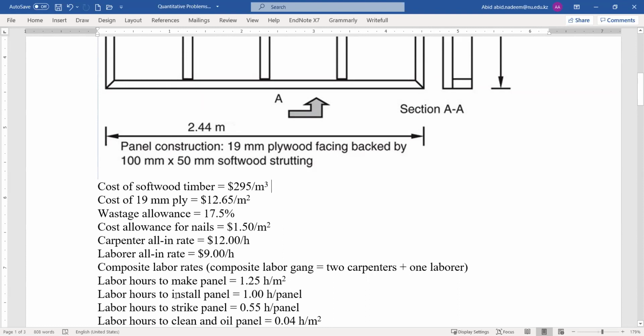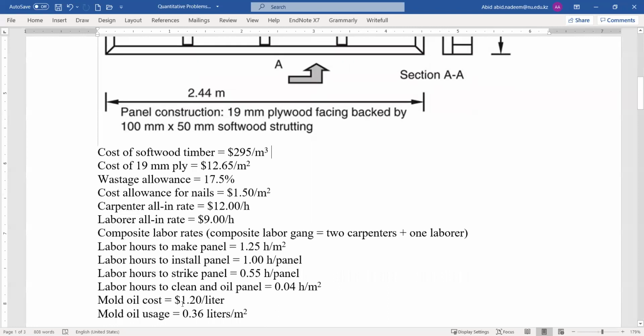Labor hours to install the panel have been given as 1 hour per panel, the labor hours to strike the panel are 0.55 hour per panel, and labor hours to clean and oil the panel are 0.04 hours per square meter. The oil which is needed will cost $1.25 per liter, and the mold oil usage is 0.36 liter per square meter. So all this data will be needed for the operation of this formwork panel.